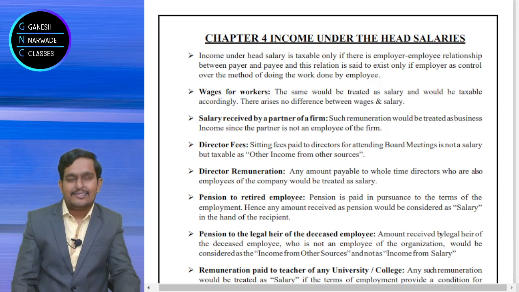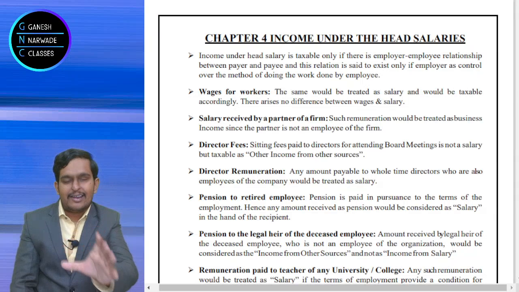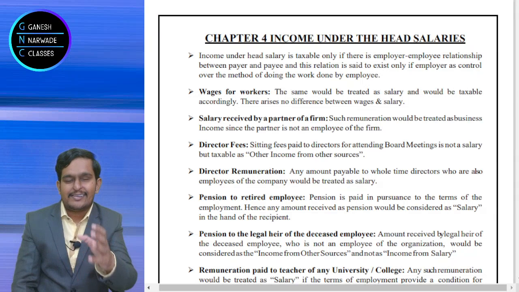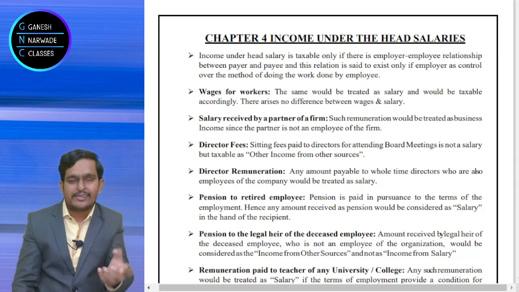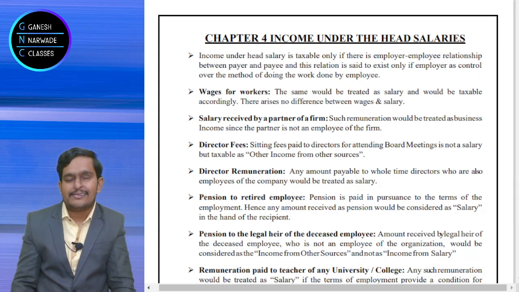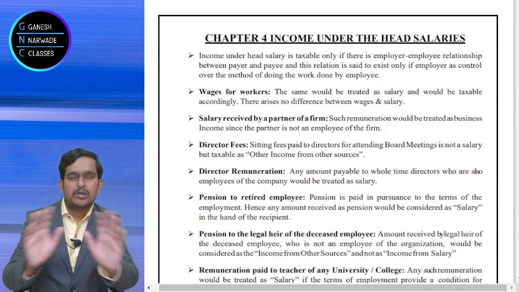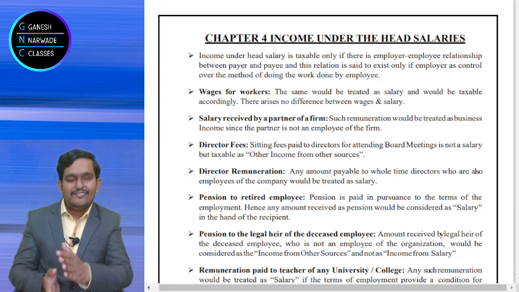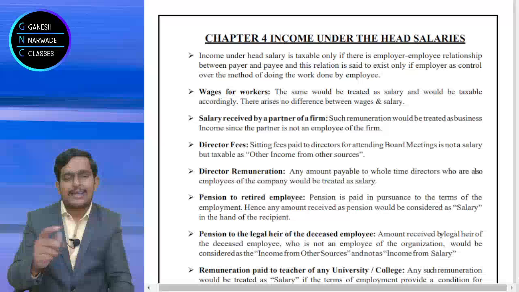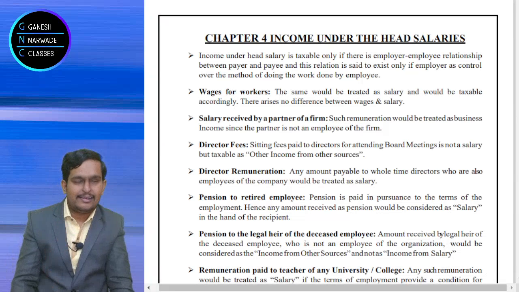Yes or no? Chalo, first thing, in our regular language, we say salary is given to office employees and wages are paid to laborers. Income tax says we don't differentiate. Even if it is salary or wages, both are taxed under the head salary.